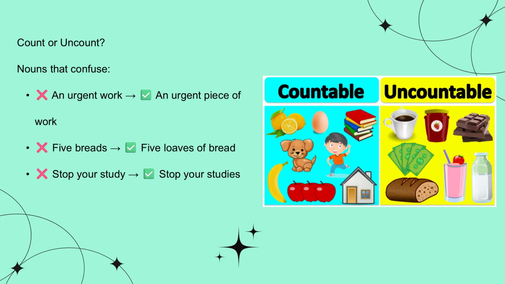Count or uncount. Some nouns cause confusion when counting. For instance, don't say an urgent work, say an urgent piece of work. 5 breads is incorrect, the right phrase is 5 loaves of bread. And stop your study should be stop your studies. Understanding countability helps you avoid awkward phrasing.